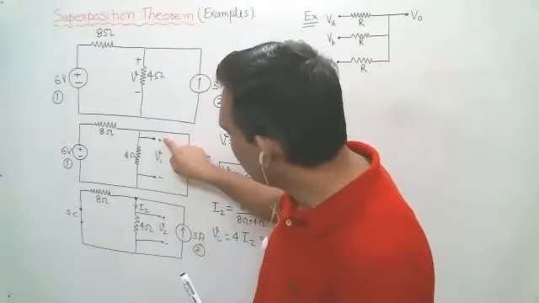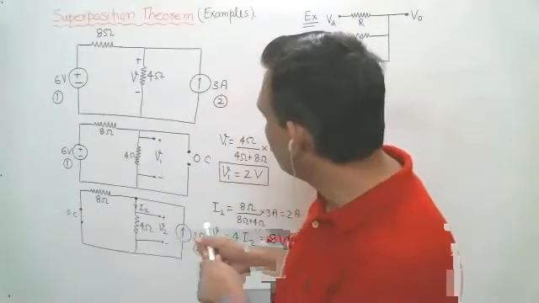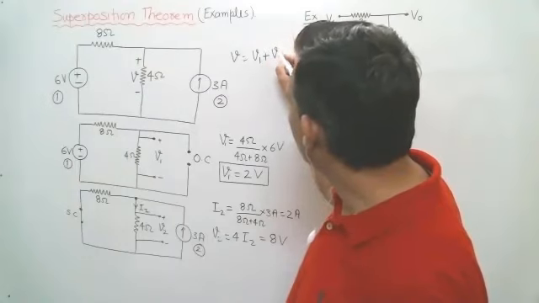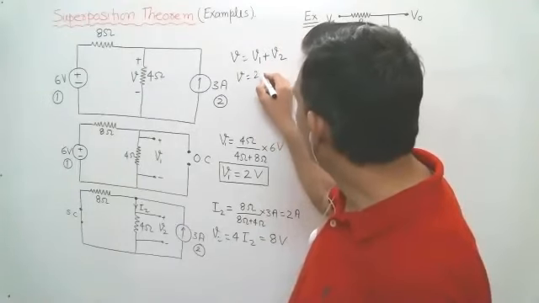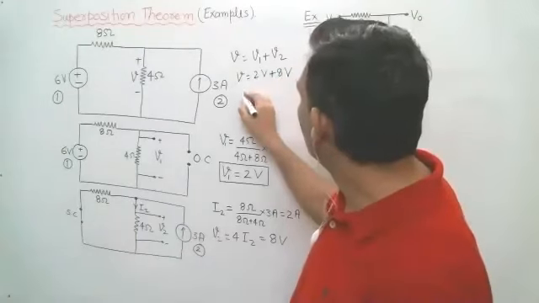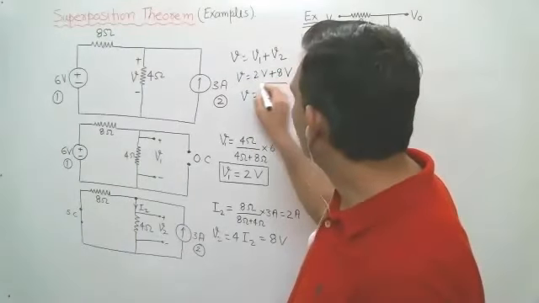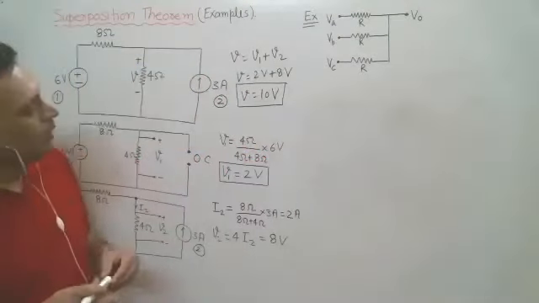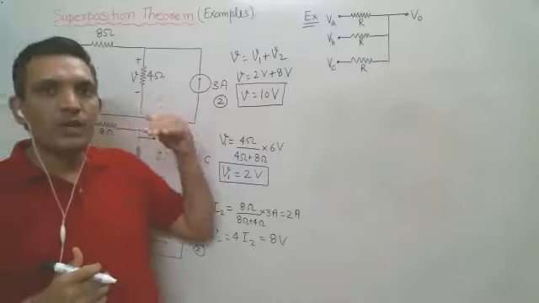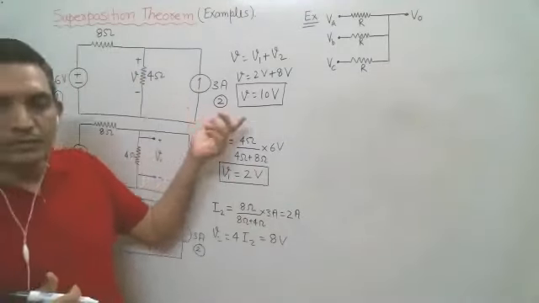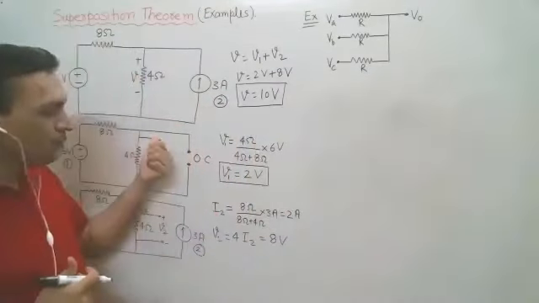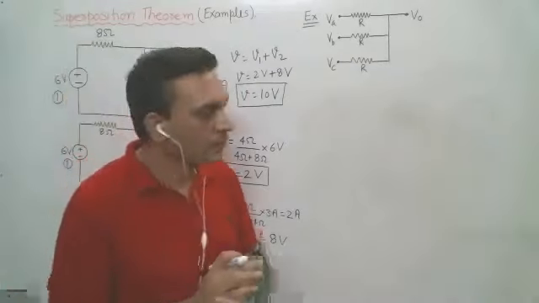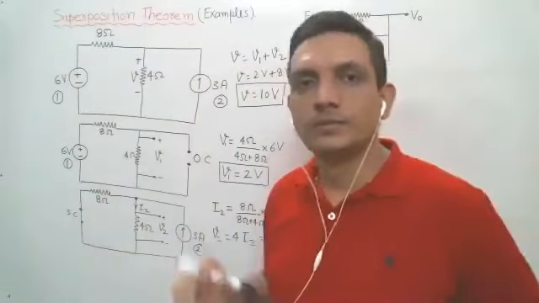Now you can see the polarity. Both have polarity plus minus. So the algebraic sum V will be simply V1 plus V2, and this will be 2 volt plus 8 volt. So V is simply 10 volt. Is it clear? So whenever you have more than one source, you can find the voltage or current. First find it due to each individual source, with the other sources turned off, and then take the algebraic sum. I think this is clear.